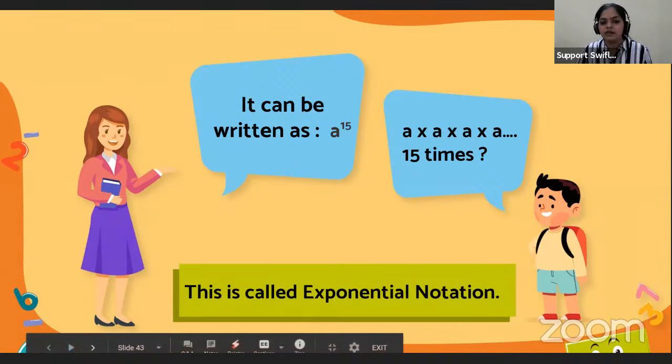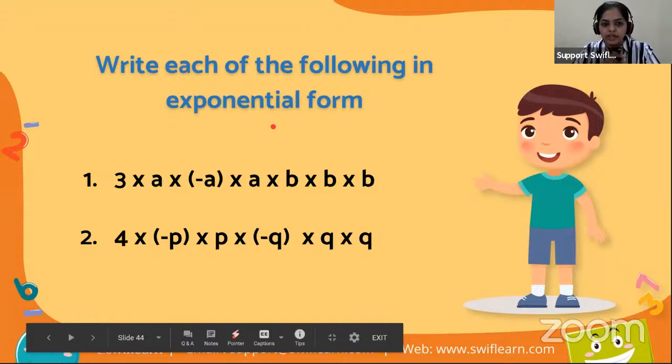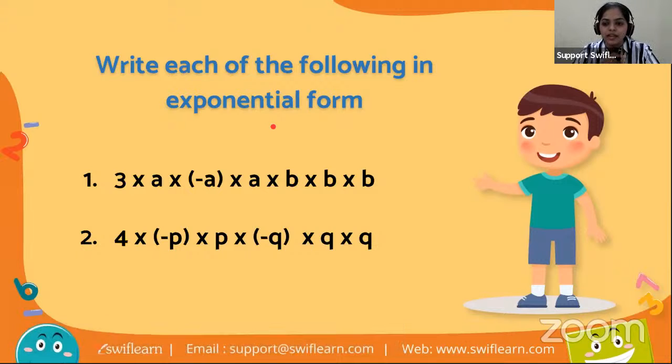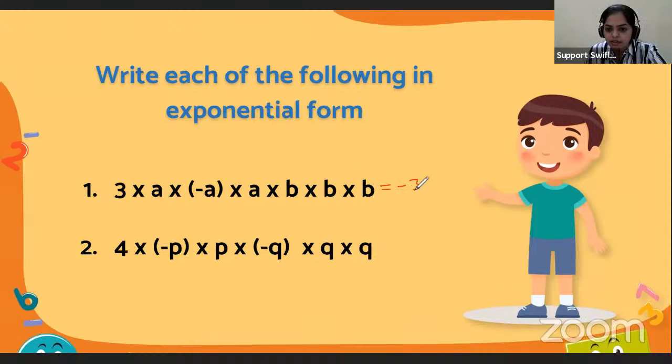Okay, here we are with two questions. Write each of the following in the exponential form. We have to write these two expressions in the exponential form. Let's try the first one together. What do we have? 3 into a into a into a into b into b into b. First take 3 into minus 1, which is minus 3. And a how many times? 1 time, 2 times and 3 times. So a multiplied 3 times can be represented as a raised to the power 3.